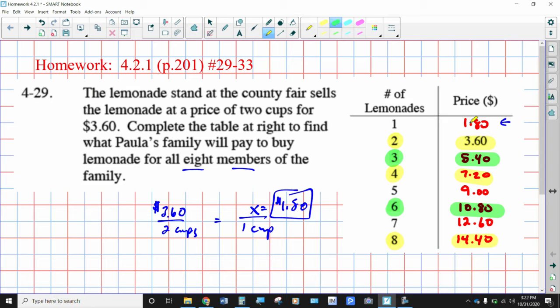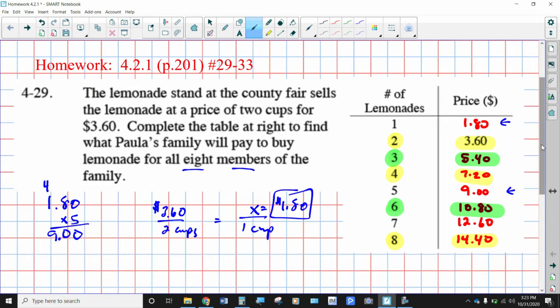And then if you multiply $1.80 times 5, let's just prove that that's the answer we get. $1.80 for 5 cups. So that's a 0, that's a 40, carry the 4, 5, 6, 7, 8, 9, and there's 2 decimal places in our problem. We put that back in. It costs $9 for 5 cups.